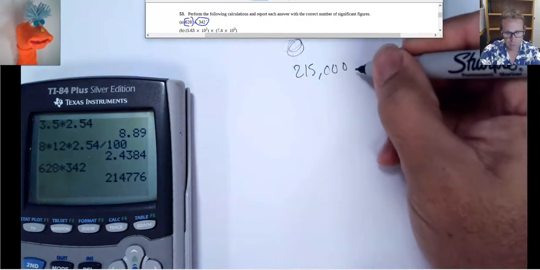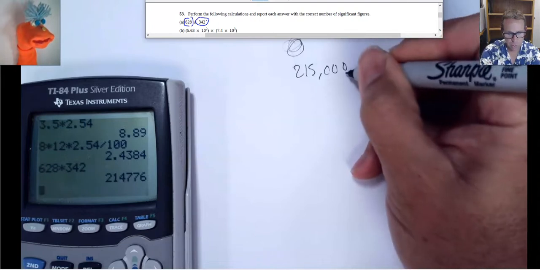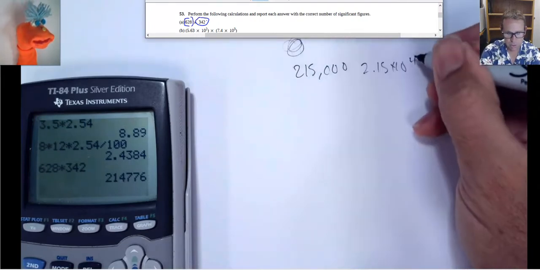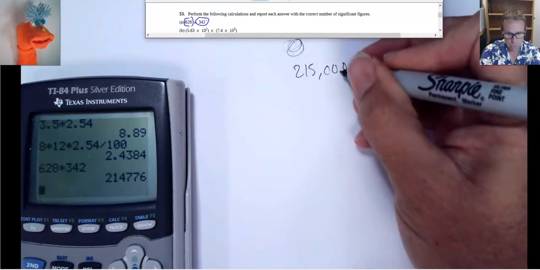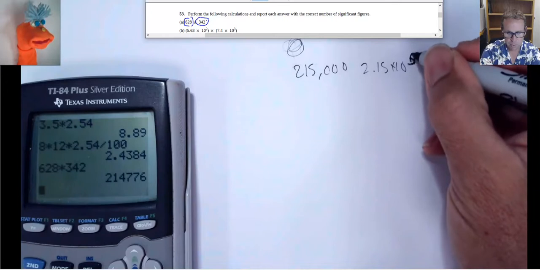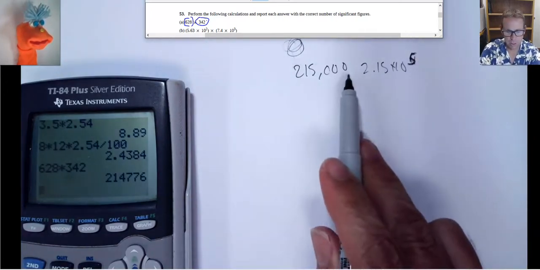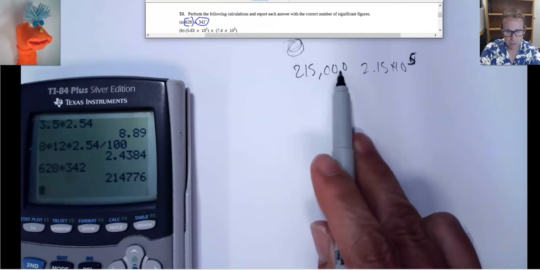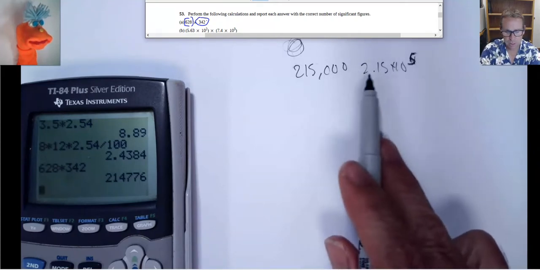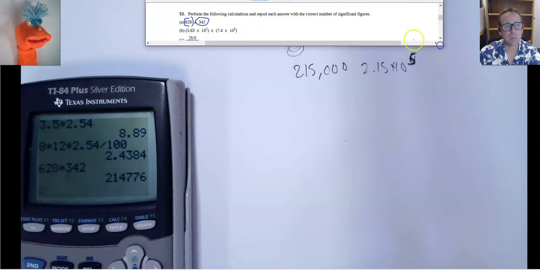All right, so it rounds up to 215,000. We can write this as 2.15 times 10 to the 5th, 1, 2, 3, 4, 5, okay? But this has 3 significant digits. There's no decimal place here to indicate that these are significant. And this has 3 significant digits as well. So after multiplication, you choose the one that has the fewest number of significant digits. Okay?